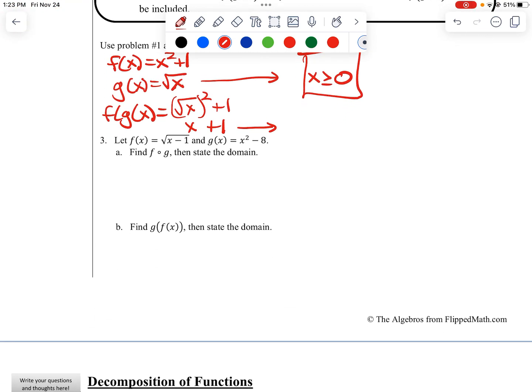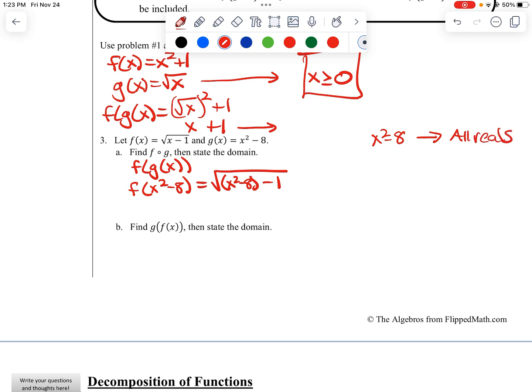So if we look at this second one, it says find f of g of x. And I tend to write it like this. So this is f of x squared minus 8. So if I plug that in, that's the square root of x squared minus 8 minus 1. So what are our restrictions? Well, our input, there were no restrictions on x squared minus 8. That could be all reals because that's just a parabola. But what is our output? Let's see what this simplifies down to. Well, this is really x squared minus 9.